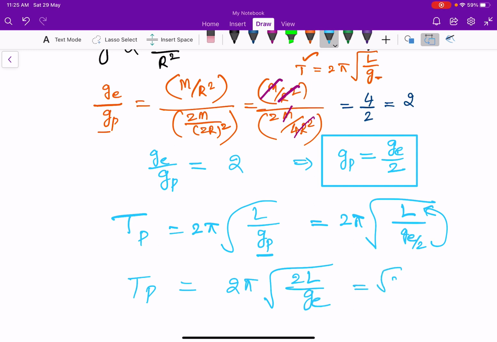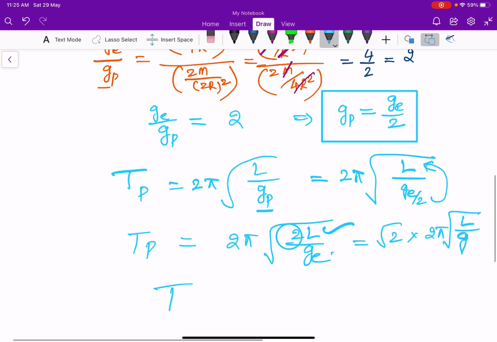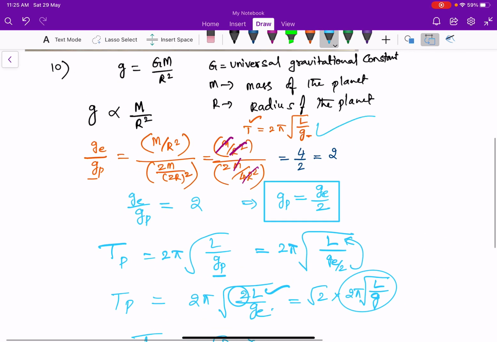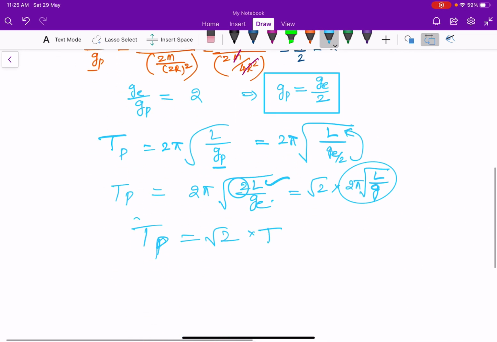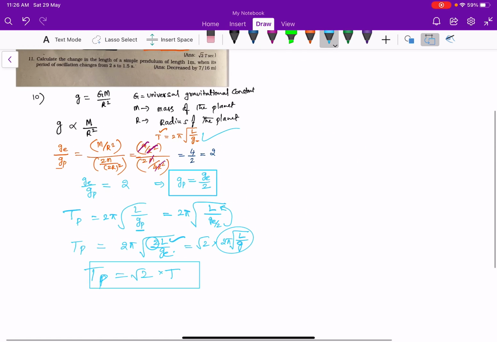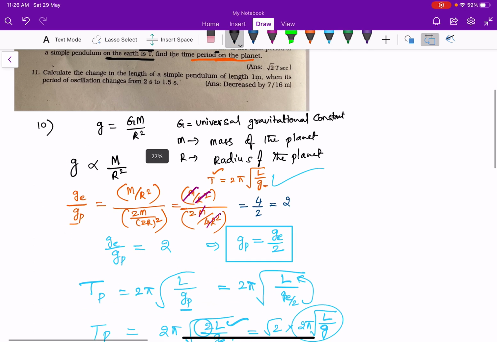That is nothing but root 2 comes out, root 2 into 2 pi under root of L by g remaining. Therefore, time period on unknown planet equal to root 2 times 2 pi root L by g, which is the time period on surface of earth. So 2 root 2 into T is the correct answer. Now I am going to explain question number 11.